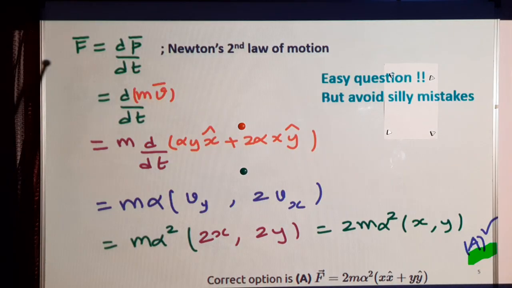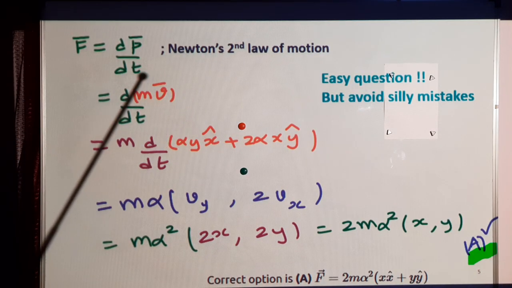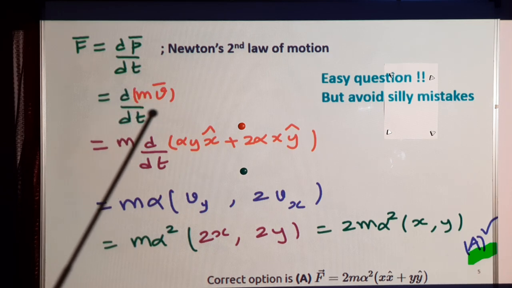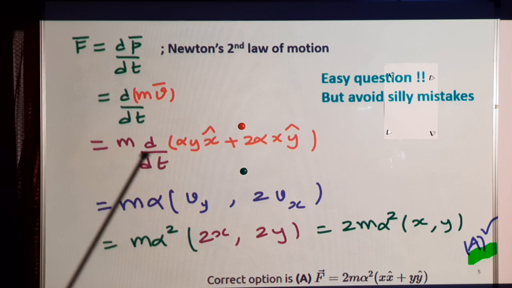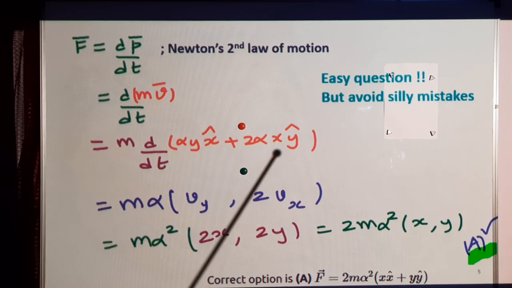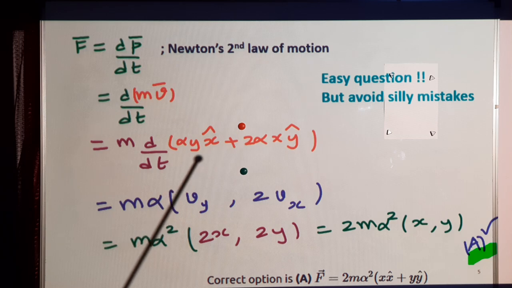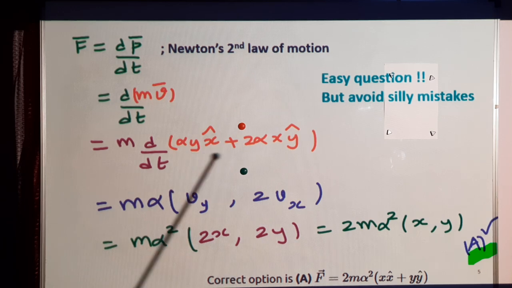So this is what I explained here. The force is the rate of change of momentum according to Newton's second law, and momentum is mass into velocity. It's a constant mass system, so mass is not changing with time, so it will come out, into d by dt of the velocity, which is this one. Alpha is a constant, so it will come out, m alpha, and dy by dt is nothing but the y component of the velocity. Dx by dt is the x component of the velocity, vx.